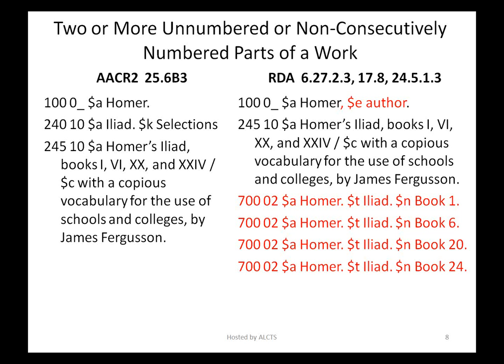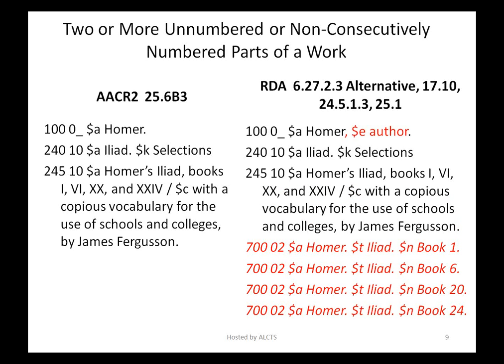Now there is an alternative to this rule that says that when you're identifying two or more unnumbered or non-consecutively numbered parts of a work, treat the parts as an expression of the whole work. Construct the authorized access point representing this expression by adding the term selections to the authorized access point representing the work as a whole. And if you were to apply that alternative, you would end up basically with a similar situation that you have in AACR2.